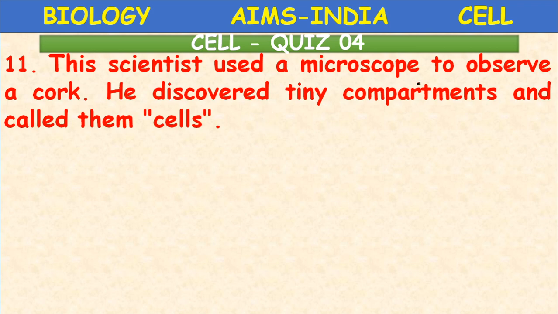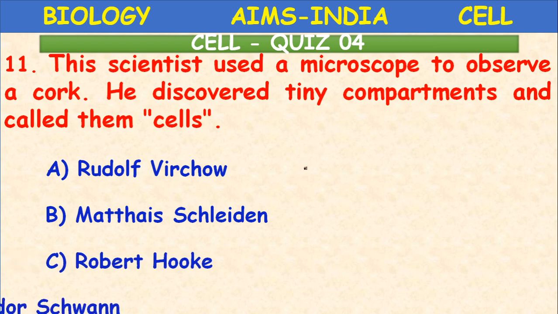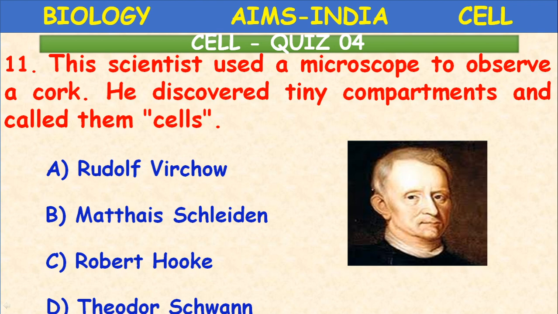This scientist used a microscope to observe a cork. He discovered tiny compartments and called them cells. Who is he? Rudolf Virchow, Matthias Schleiden, Robert Hooke, or Theodore Schwann? He is the person who observed the dead cork tissue under the microscope for the first time. He is Robert Hooke. His interest in the study of cells made him discover the cells.